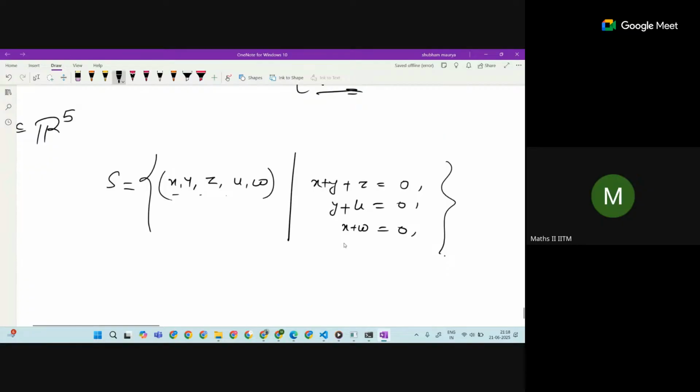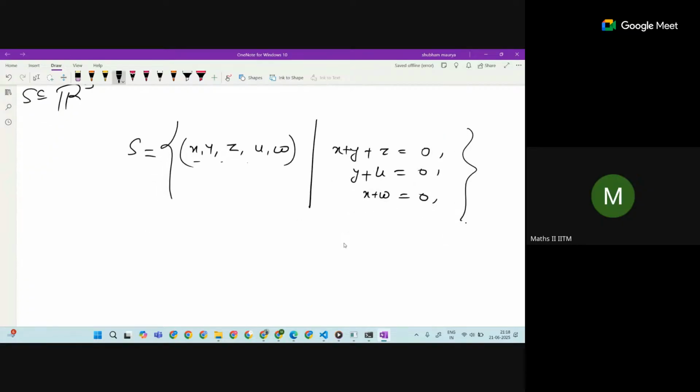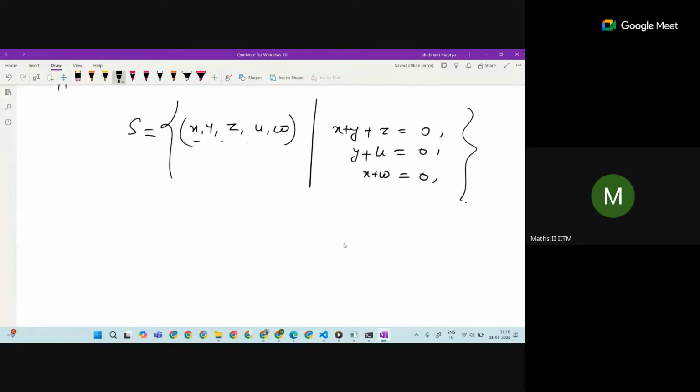Okay. So I want to find the basis of this subspace. So all of you try this and tell me that all of you understood the basis thing. So all of you try this first problem. I want to find the basis and dimension. These two things I want to find. So all of you try this and let me know what the basis of it is.